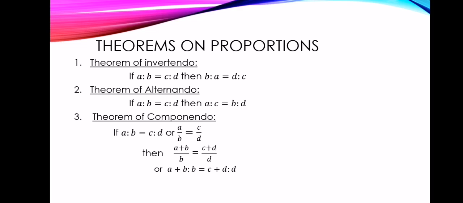Third is the theorem of componendo. If A ratio B is equal to C ratio D or A by B is equal to C by D, then A plus B by B is equal to C plus D by D, or in the form of ratio it can be written as A plus B ratio B is equal to C plus D ratio D.